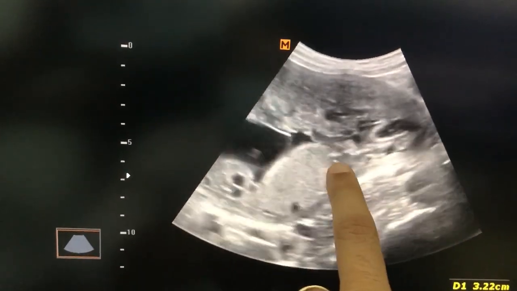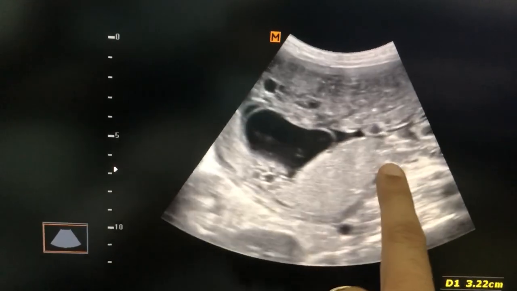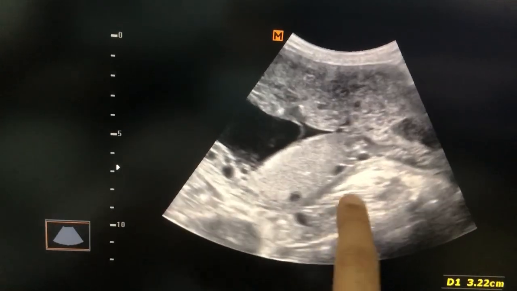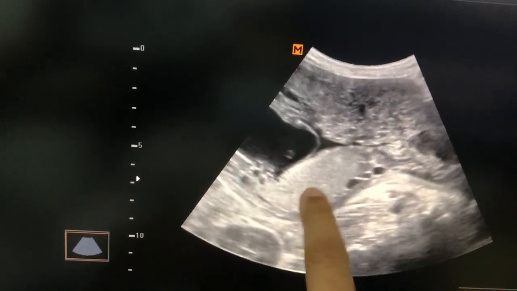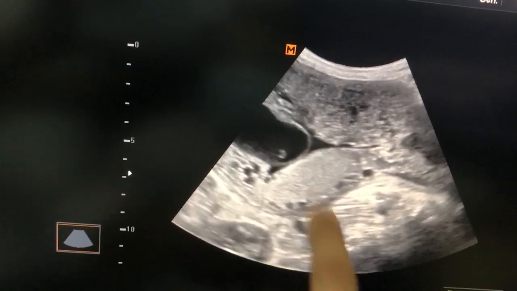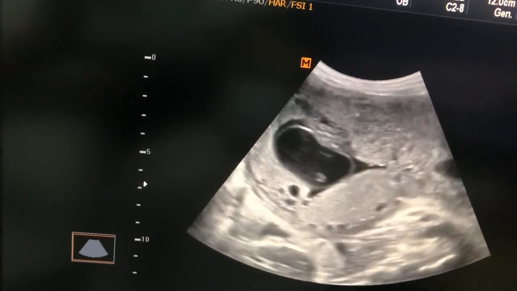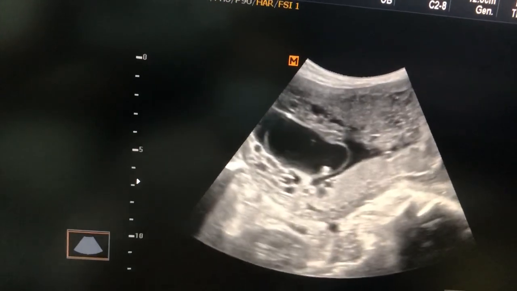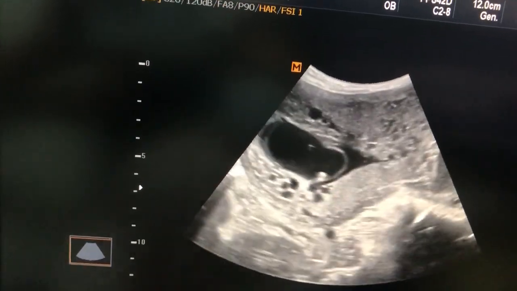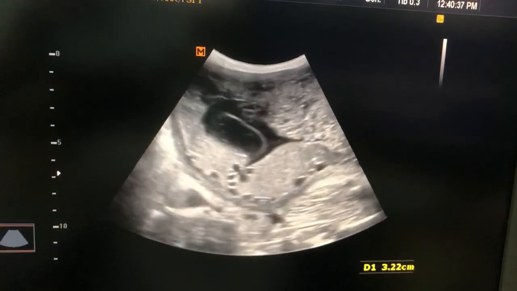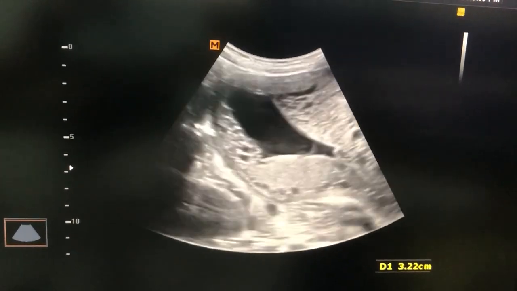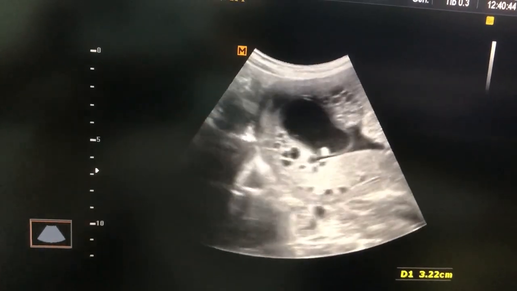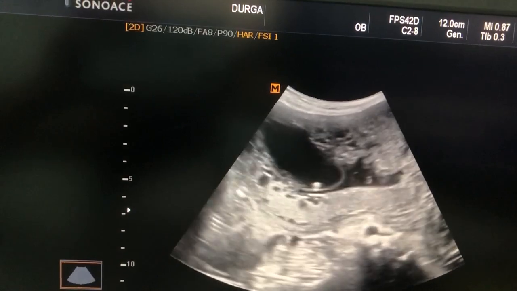This is hematoma, subchorionic, over here. You can see these particles moving. This is the blood collection in the subchorionic space. Fetal pole over here. And this cystic area once again in the posterior part.